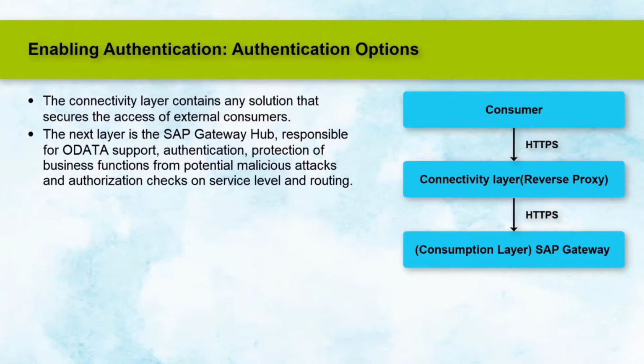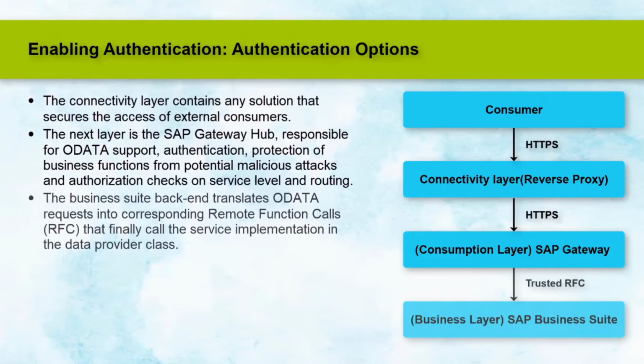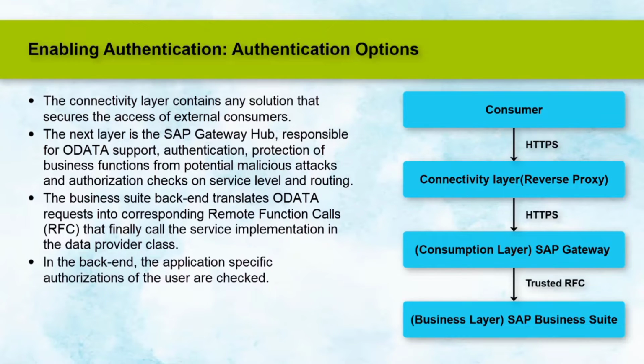The next layer is the SAP Gateway Hub, which is responsible for OData support, authentication, protection of business functions from potential malicious attacks, and authorization checks on service level and routing. The Business Suite backend translates OData requests into corresponding remote function calls, RFC, that finally call the service implementation in the data provider class. In the backend, the application-specific authorizations of the user are checked.